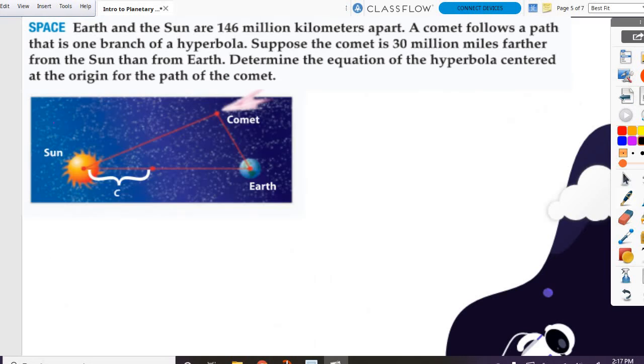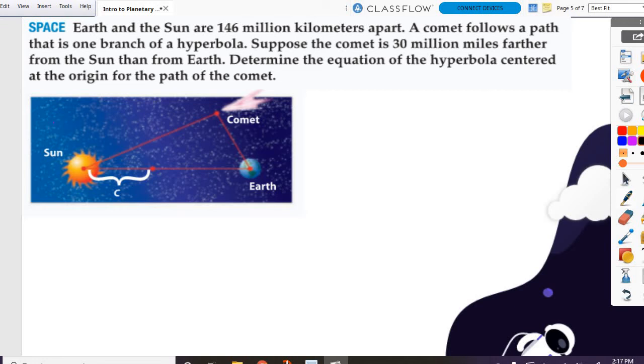So let's look at another example. This one says Earth and the Sun are 1.46 million kilometers apart, and a comet follows a path that is one branch of a hyperbola. Suppose that the comet is 30 million miles farther from the Sun than from Earth. Determine the equation of the hyperbola centered at the origin.